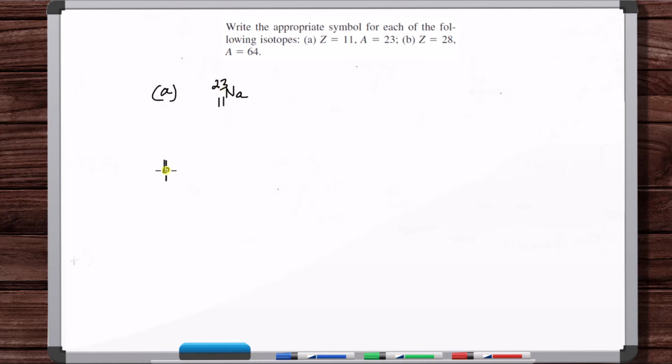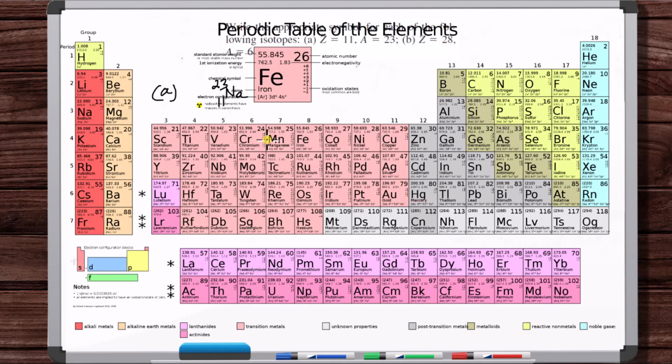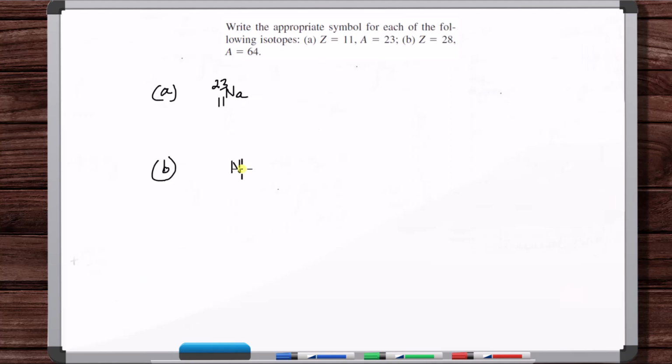Okay? And then for part B, what element has 28 protons? 28, nickel. So we've got 28, and then A is just put A. If it gave us the number of neutrons, we'd have to do some algebra to get the mass number, but it just gives us the mass number. So just put the mass number.